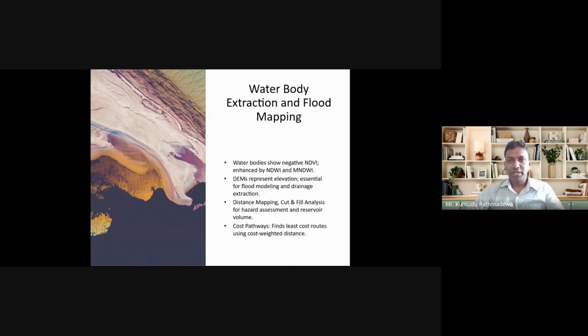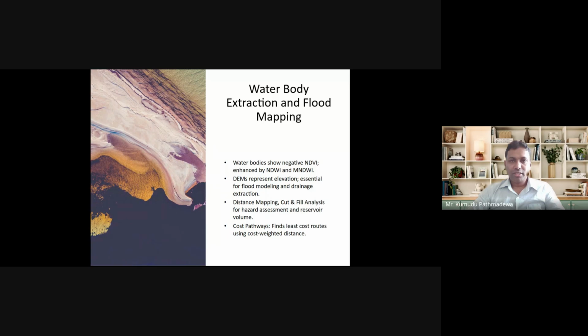Water bodies generally show negative NDVI, as I discussed in the previous slide. This makes it easy to detect lakes, rivers, and flooded areas. Advanced indices like NDWI and MNDWI are used to highlight water more clearly. NDVI is one index. There are many indices, like NDWI, MNDWI, and so on.